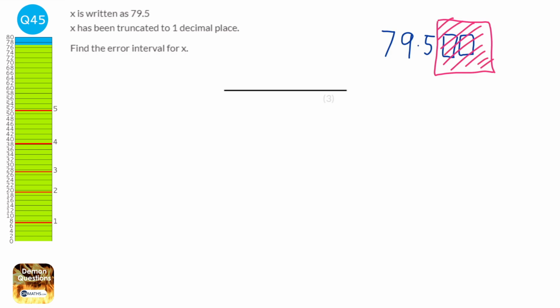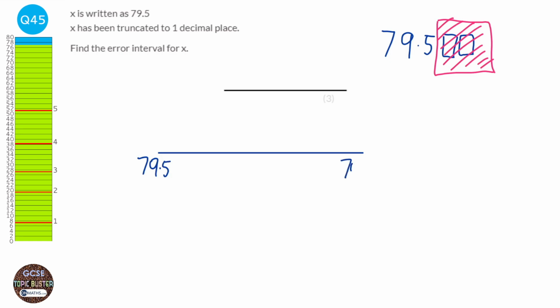So the smallest number it could be before it was cut off is 79.500000. The largest number it could have been, well, it could have been 79.5999, etc. So that's the largest it could have been. So to do our error interval, well, the smallest it could have been is 79.5.